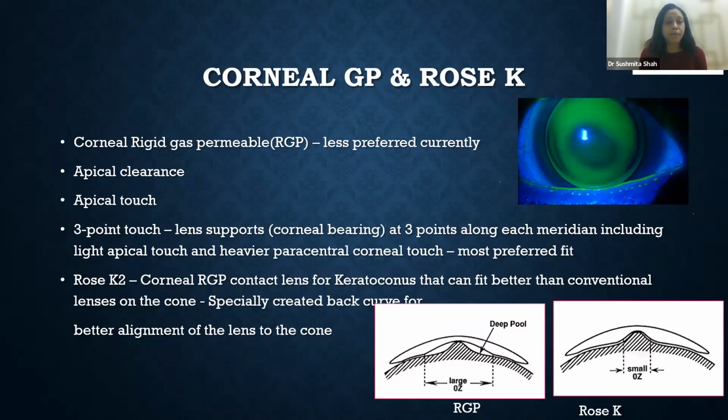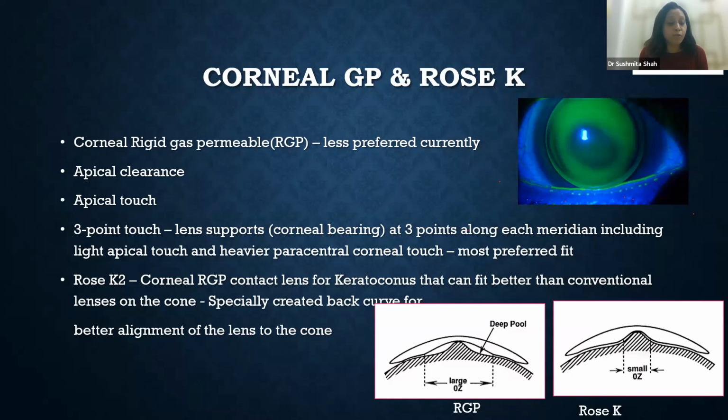Of these, the 3-point touch is considered the most preferable. Herein, the lens supports or is actually bearing on the cornea with 3 points along each meridian, including a light apical touch and a heavy paracentral corneal touch. This is considered the most preferred fit.